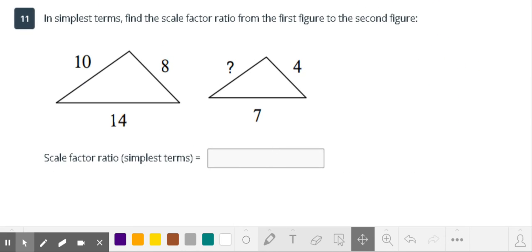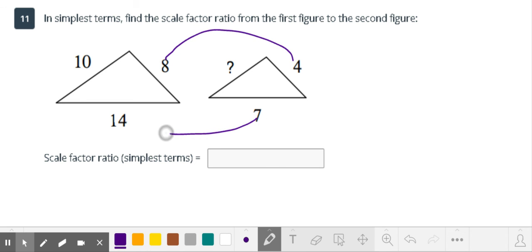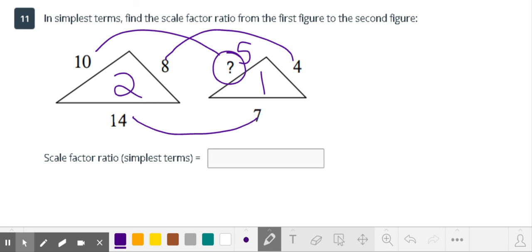Okay, last one. We are going to find the scale ratio. Okay, so what side goes with what? Well, doesn't it look like 4 times 2 is 8, 7 times 2 is 14. So what times 2 gives me 10? It would be 5. Okay, so the ratio is 2 to 1, or 1 to 2, or just 2, or 1 over 2. There's a bunch of different ways to write the ratios.